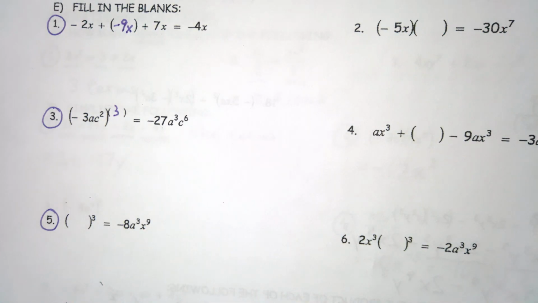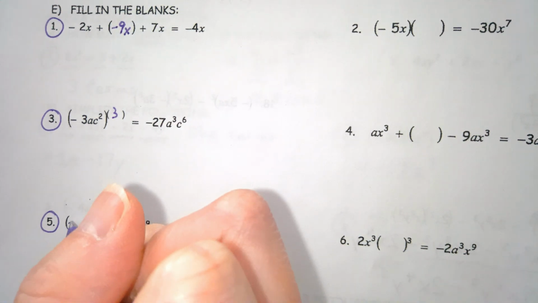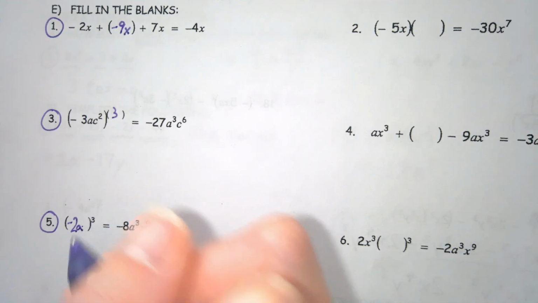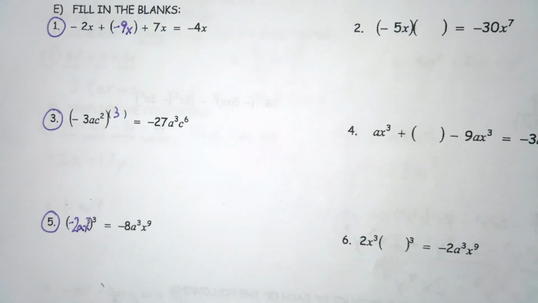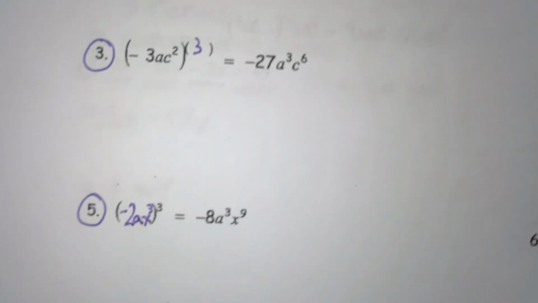Hey, number 5. What goes in the blank right here? Ethan? a x cubed. Good job. All right, sorry, it's a little small. I'll zoom in.